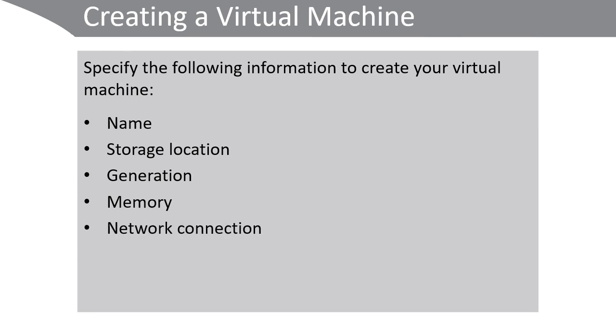You'll need to specify a virtual switch that you want to connect the virtual machine to, if indeed it will connect to any virtual switch. And then virtual hard disks. You can create a virtual hard disk during the creation of a virtual machine, or you can point the configuration to an existing hard disk that you previously created. If you want to install an operating system, you can also specify to launch an installation program from an ISO file or a physical DVD.